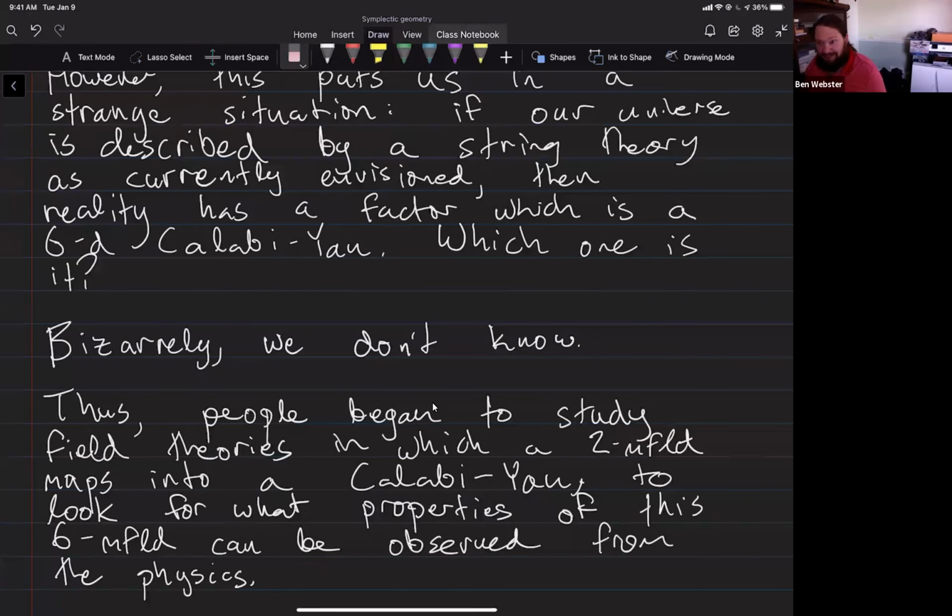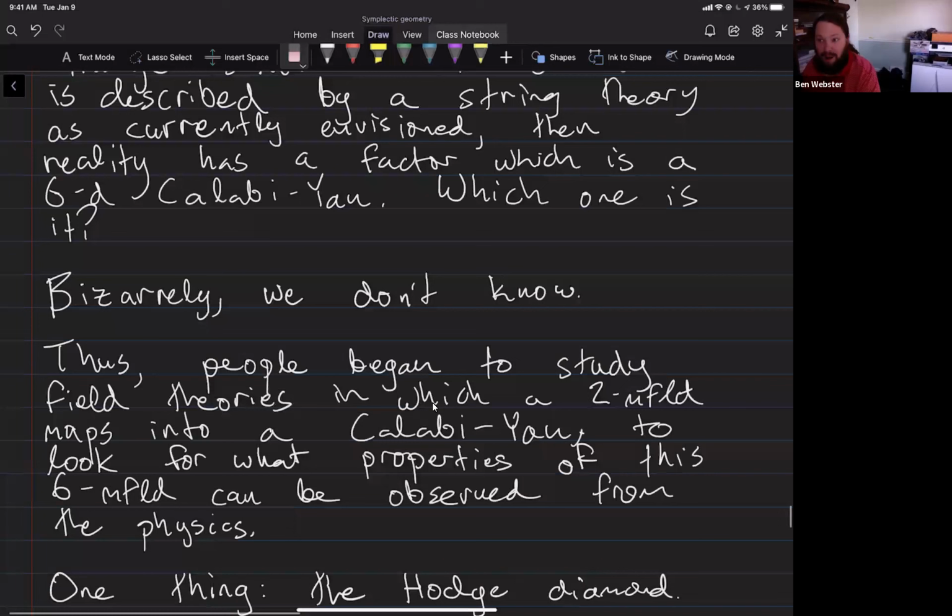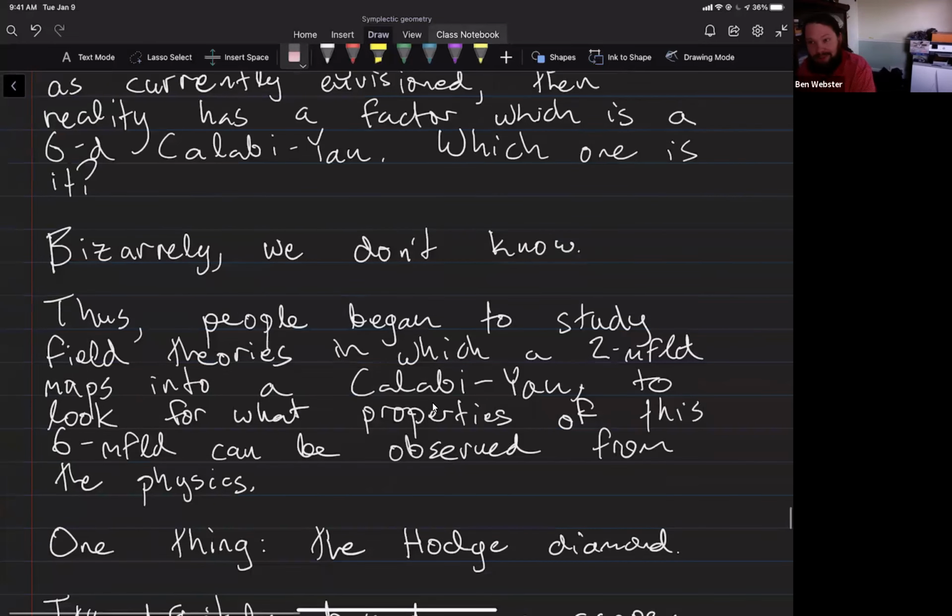Well, if you have a string, you don't have a map of a 1 manifold into space-time. You have a map of a 2 manifold into space-time. You end up with a 2-dimensional quantum field theory. And so they sort of said, okay, well, what properties of a Calabi-Yau are we going to be able to read off from looking at maps of 2 manifolds into it and looking at the quantum field theory that comes out of that? And they found a pretty interesting thing that you can read off, which is the Hodge diamond.